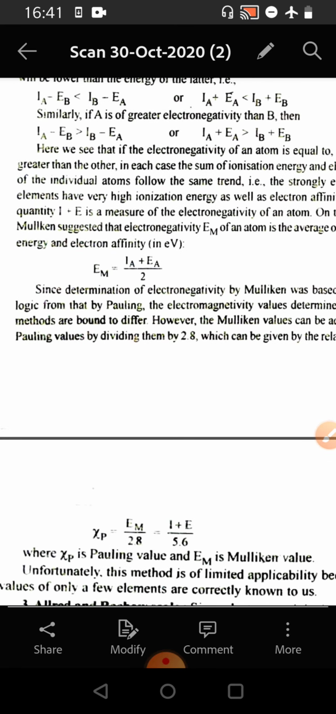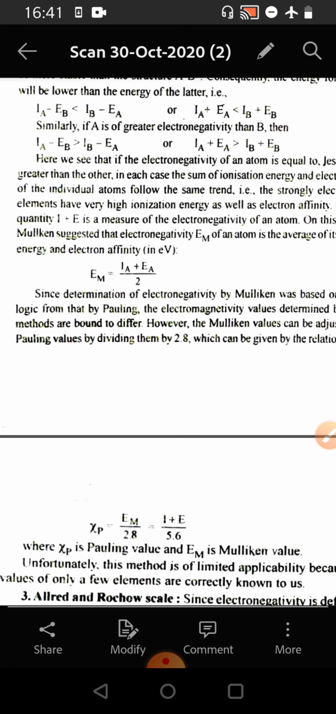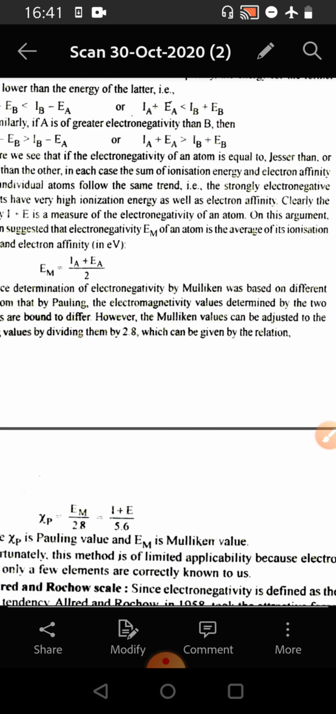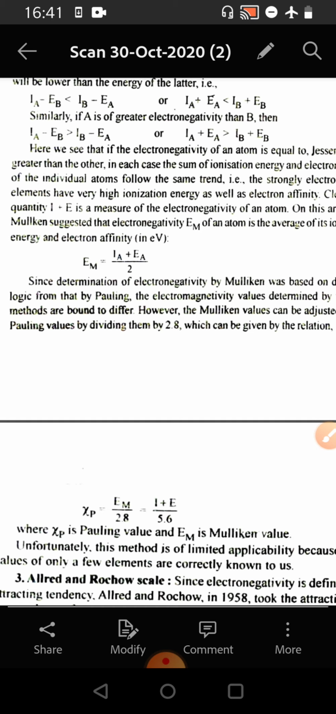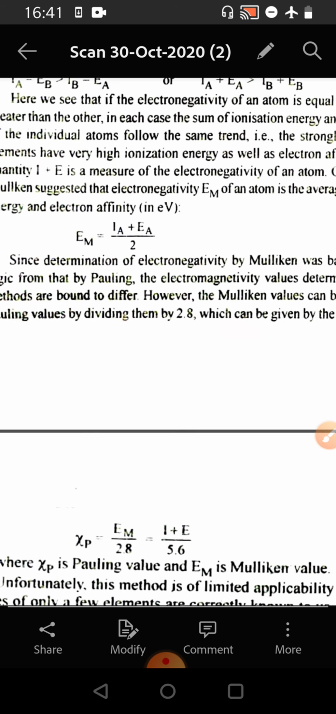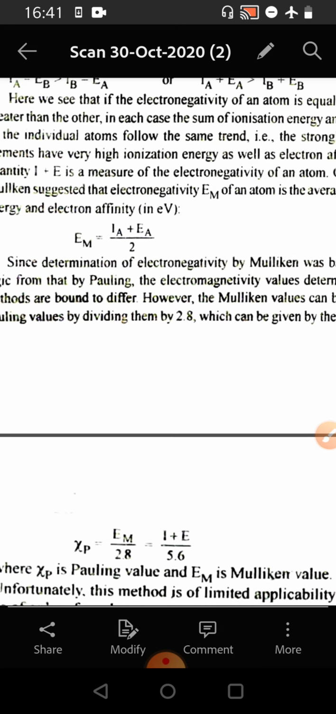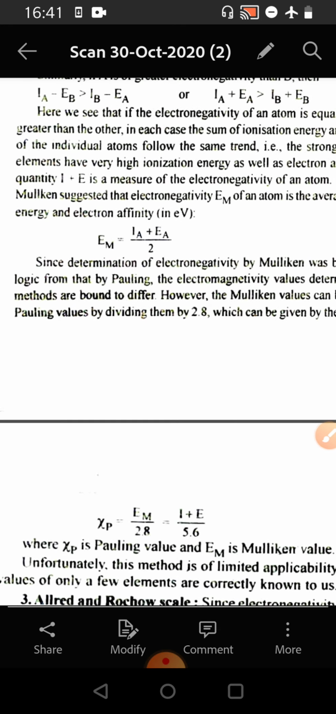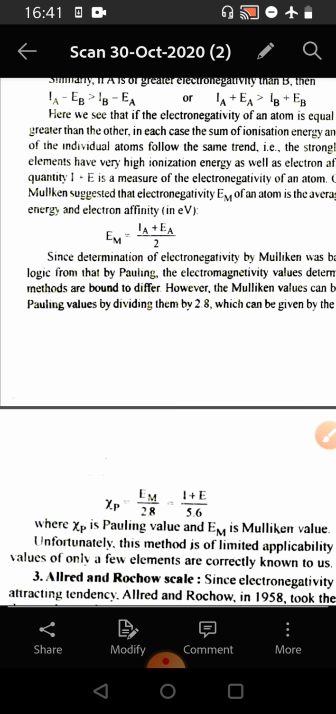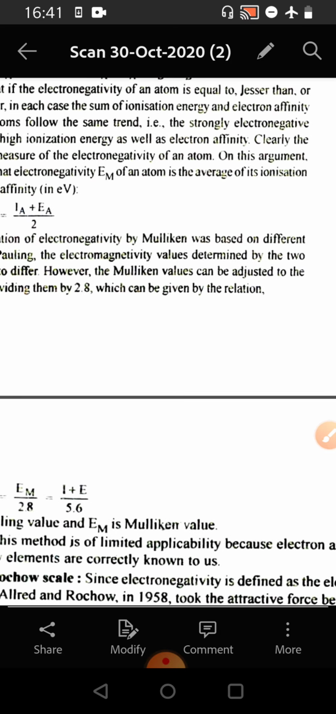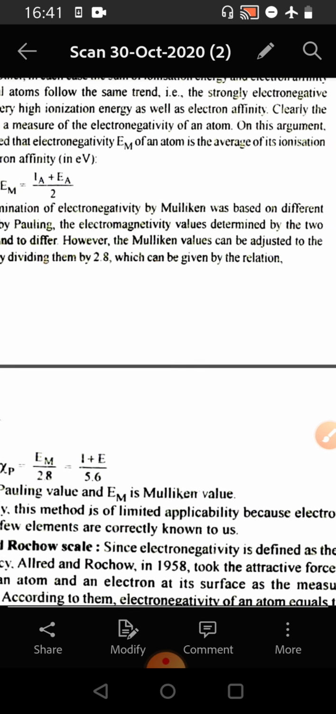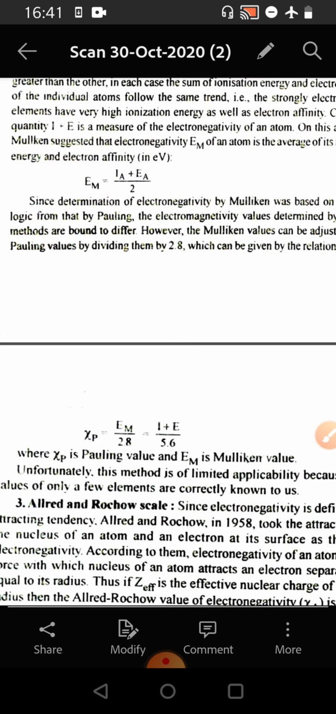On this argument, Mulliken suggested that the electronegativity Xm of an atom is the average of its ionization energy and electron affinity in electron volts. That is, Xm is equal to Ia plus Ea upon 2, and similarly for B it will be Xm equal to Ib plus Eb upon 2. Since the determination of electronegativity by Mulliken was based on different logic from that by Pauling, the electronegativity values determined by the two methods are bound to be different.